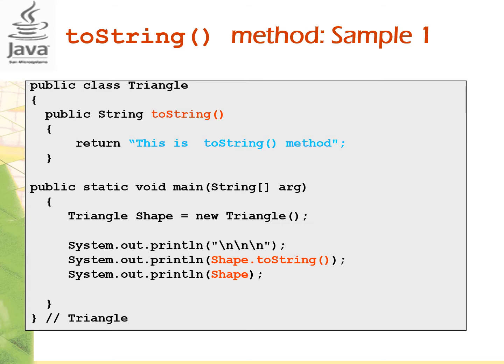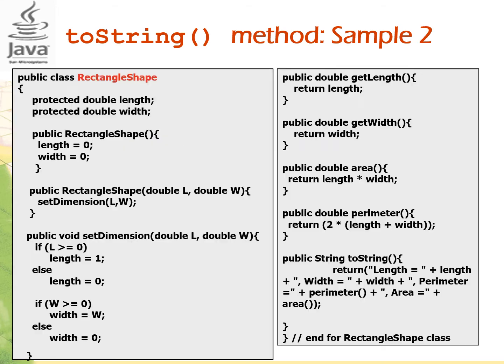This object name is shape, so you write shape dot toString. When you do this, the compiler will go to the toString method and print it. Or you can call the object name straight away like that, and it will automatically go and look for the toString method. That's two ways on how to do it.